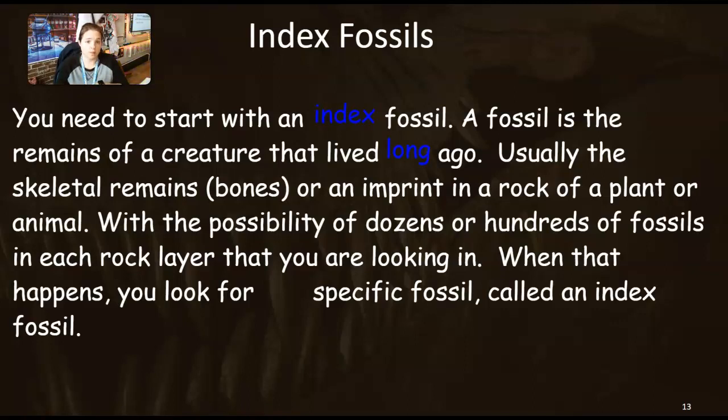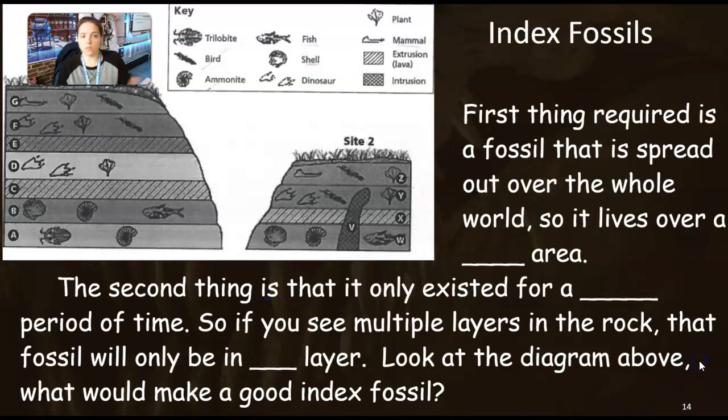When that happens, say you're at a beach, or what was a beach area, there's so many fossils right there. How do you determine things? Well, what happens is you want to look for one special fossil, and this fossil is called an index fossil, and it is different. So for index fossils, there are three things that are required.